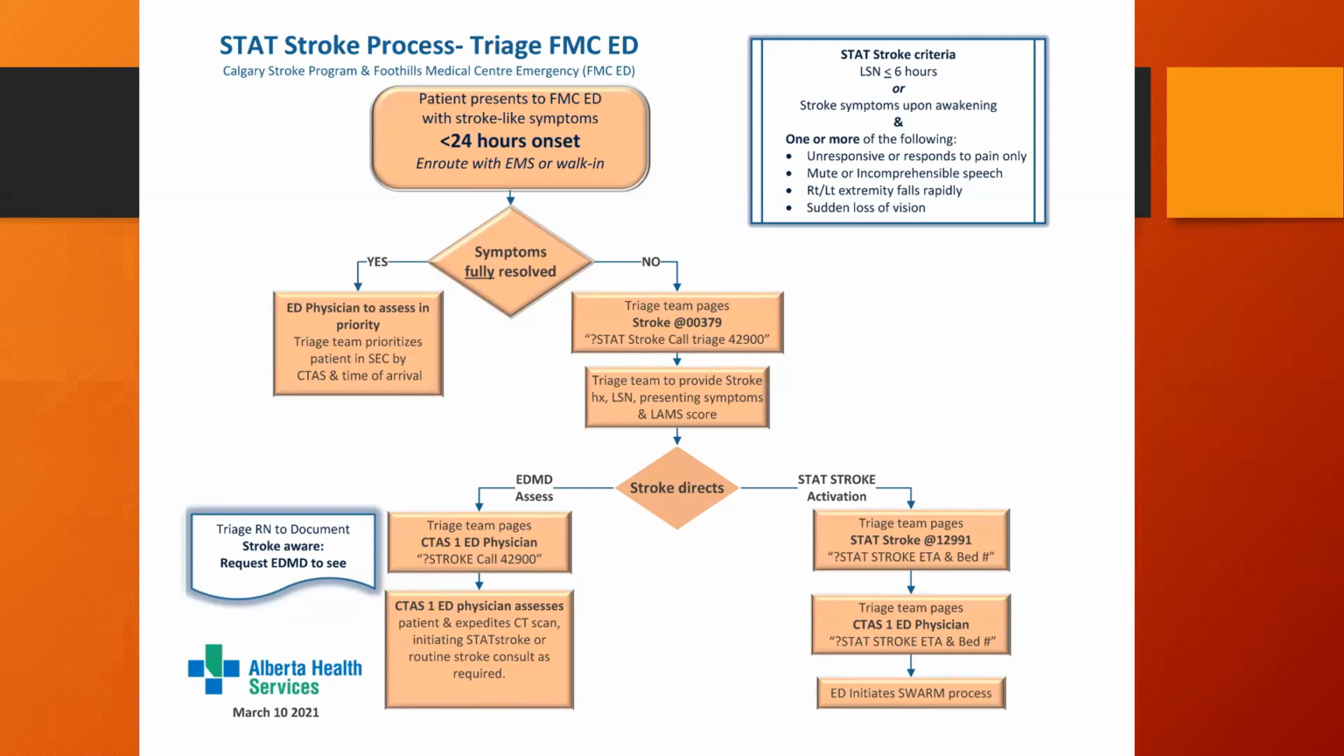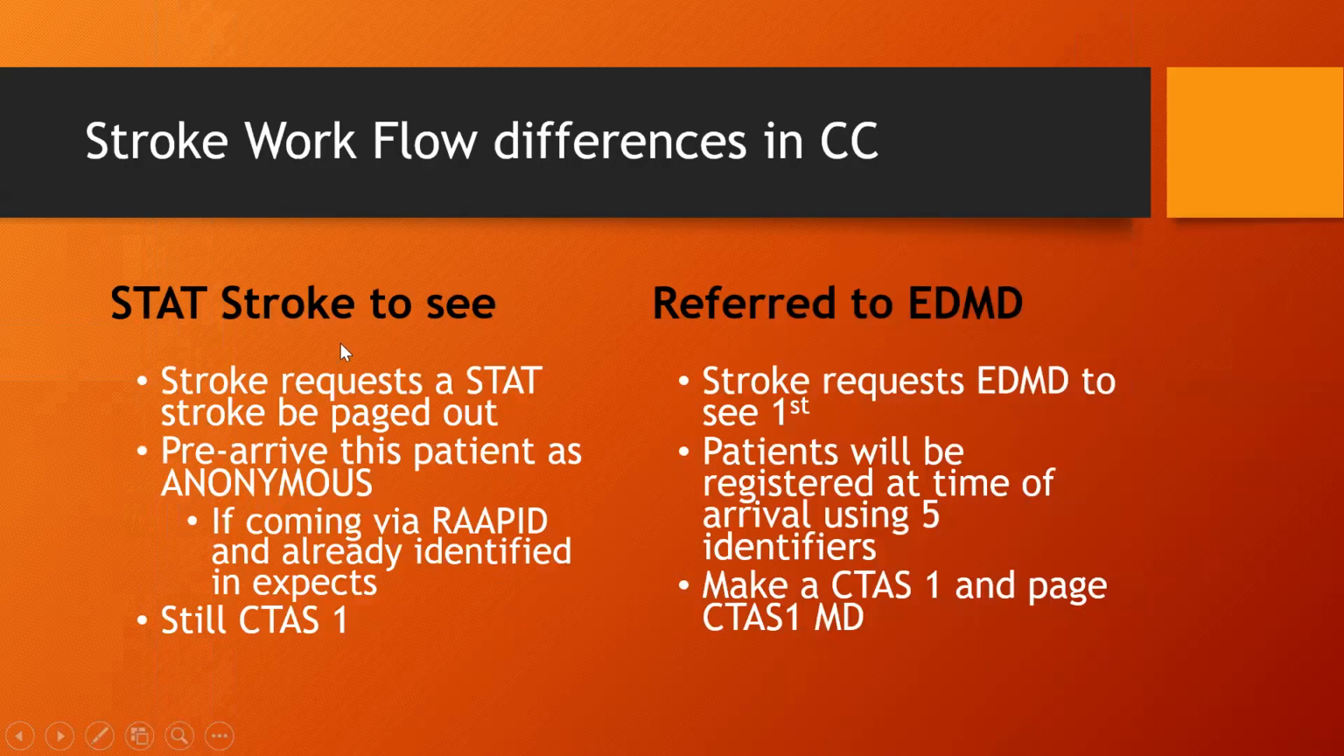So for the stat stroke processes here, it is exactly the same. We still want patients who present with stroke-like symptoms less than 24 hours. You're going to ask for the unit clerk to page the stroke team. The stroke team is going to call back and direct us to either page out a stat stroke or have the emerge doc see. The differences in Connect Care is just how we arrive that patient.